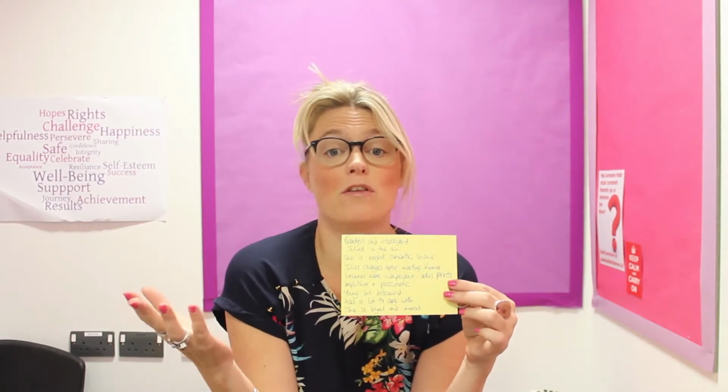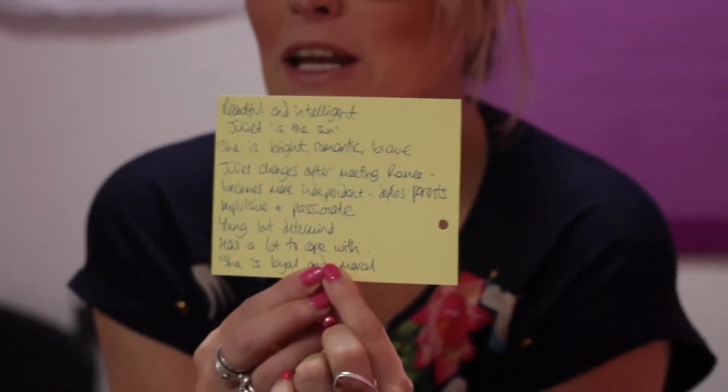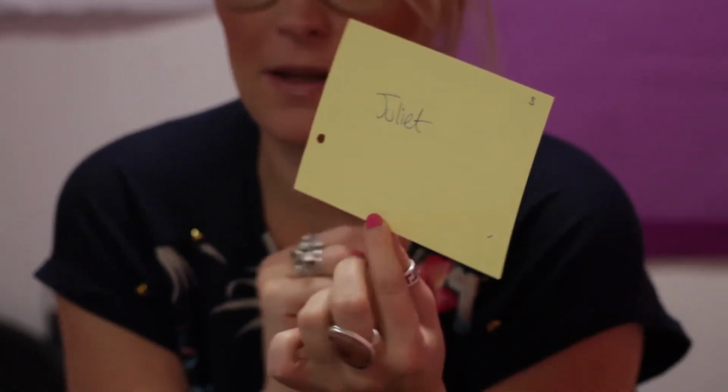And then you can take this further. You could think of examples of when she is these things throughout the play. Make notes to yourself. So this is a character profile. What are the key things about each person who is important in the play?